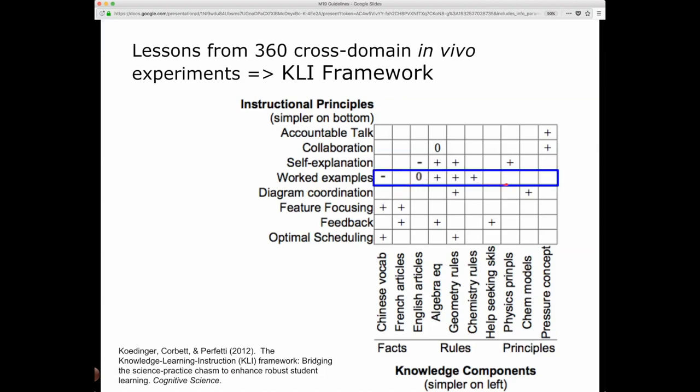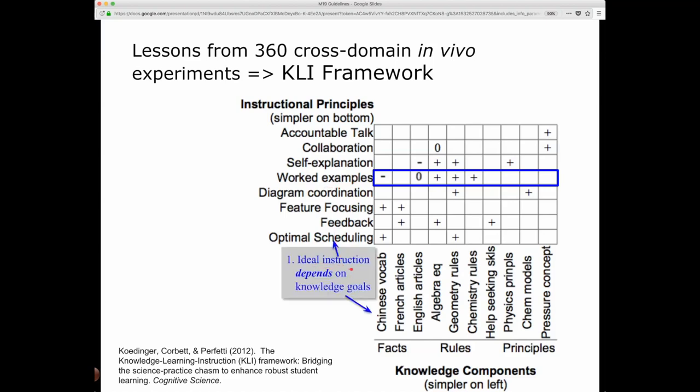I've elaborated a little bit on further studies that indicate how worked examples are not needed in learning something like Chinese vocabulary. In fact, it's better to go right to practice. That's the testing effect, as a matter of fact. We could relabel this row testing effect, and then this would be a plus sign, and these would be minus signs. So that's a real case where we see a principle not always working. So why is it the case?